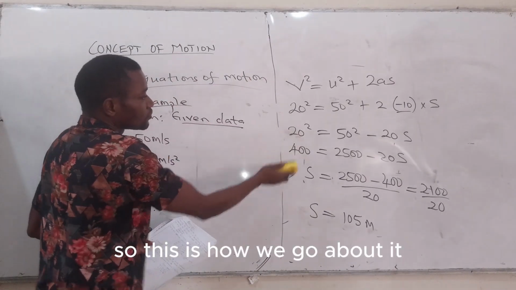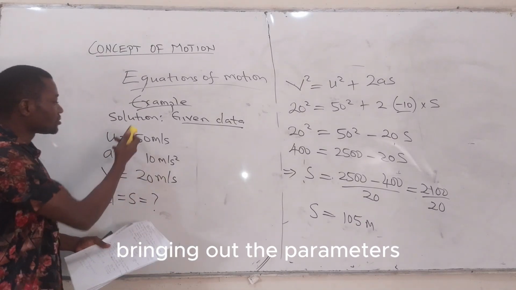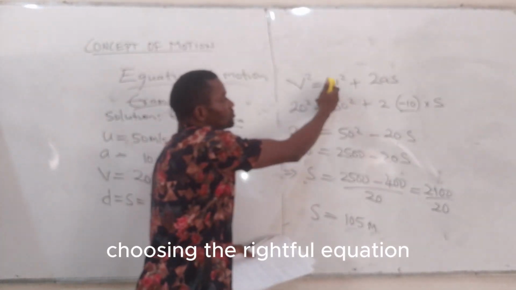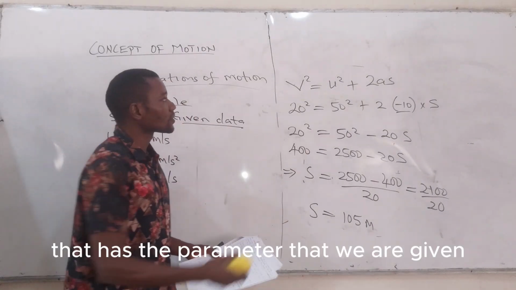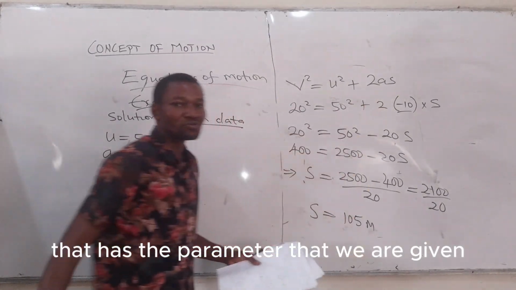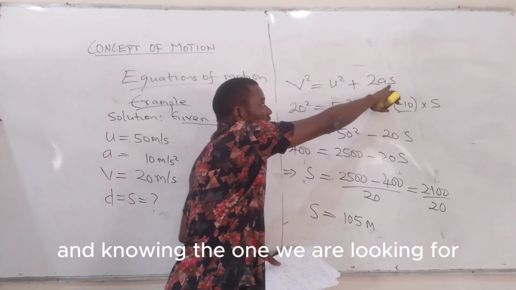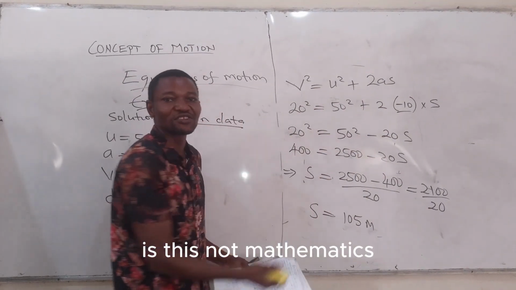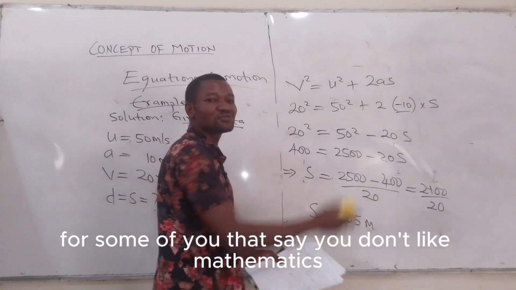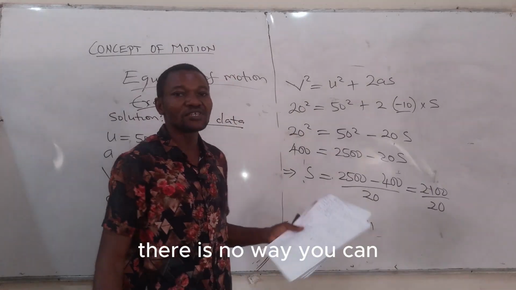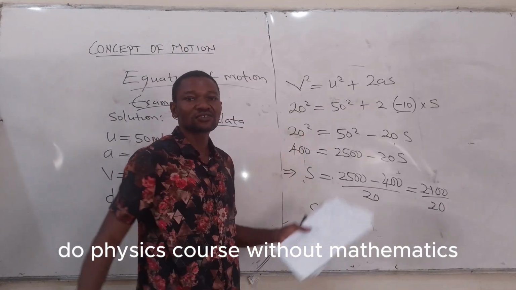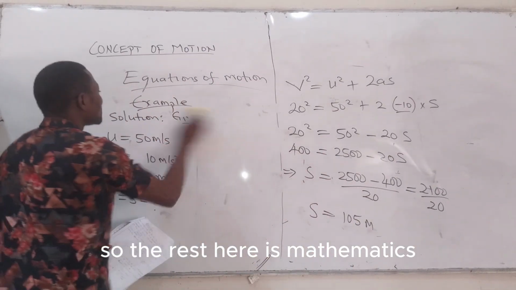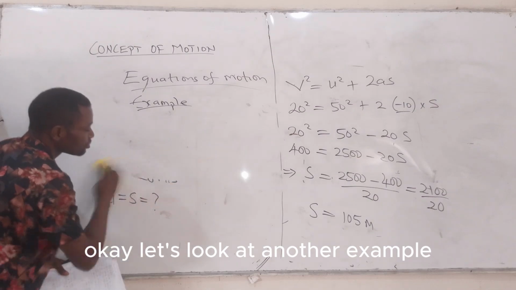So this is how we go about it: bringing out the parameters, the given data. From there, choosing the right equation that has the parameters we are given and the one we are looking for. Then the rest is mathematics. For some of you that say you don't like mathematics, there is no way you can do a physics course without mathematics. Okay, let's look at another example.